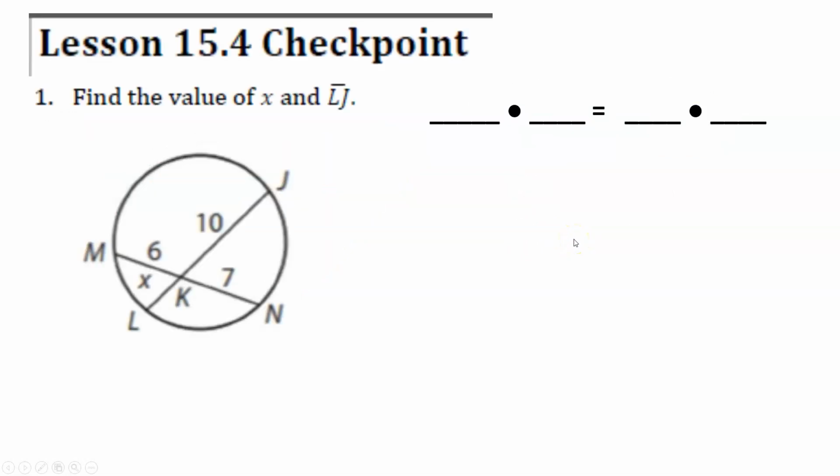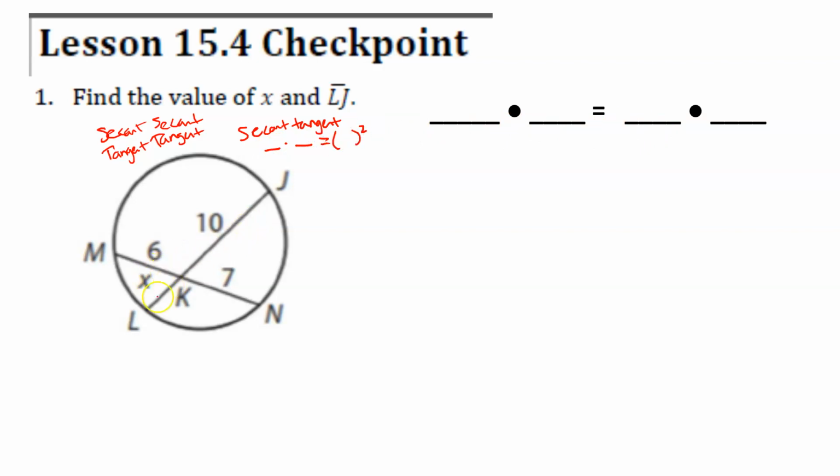All right. And we're here at checkpoint. Find the value of x and LJ. So again, I'm going to use one of these theorems. Essentially, I'm going to be using either secant, tangent, tangent, or in this case, secant, tangent. Notice all of them kind of have a similar format, except for that last one where it was something times something equals something squared.